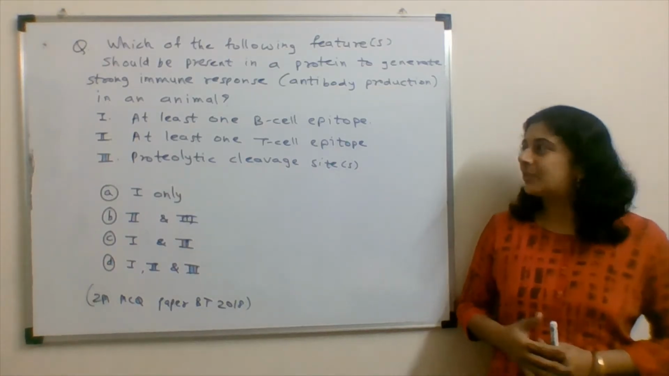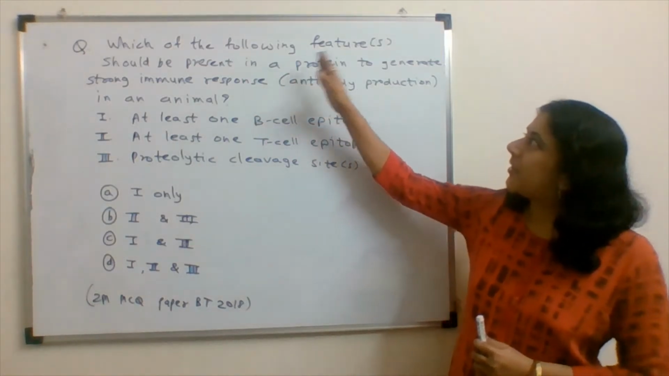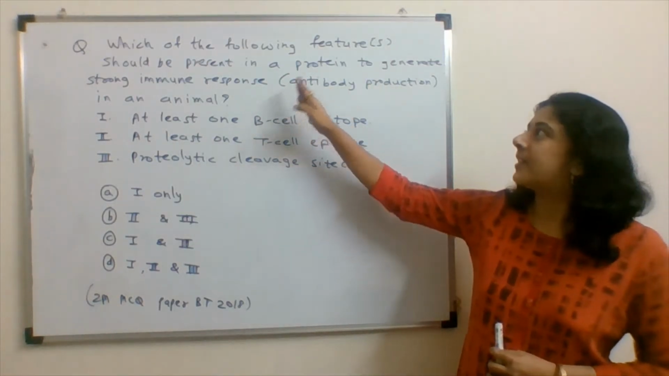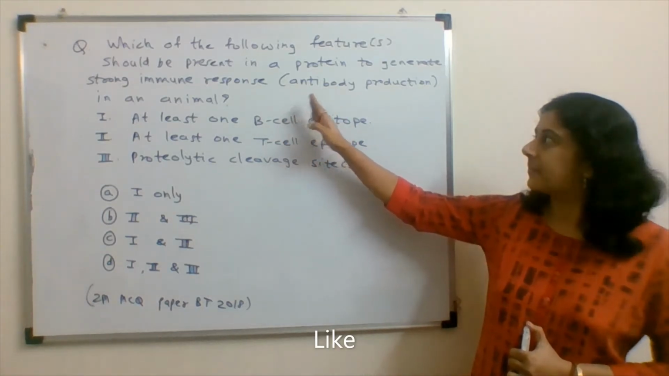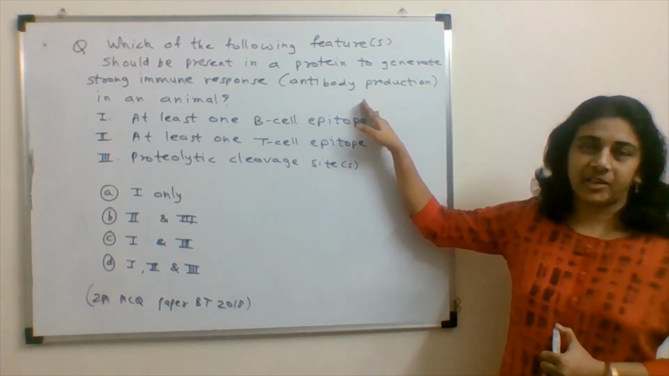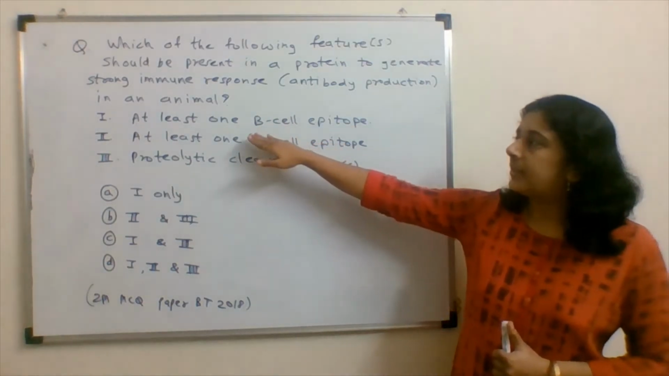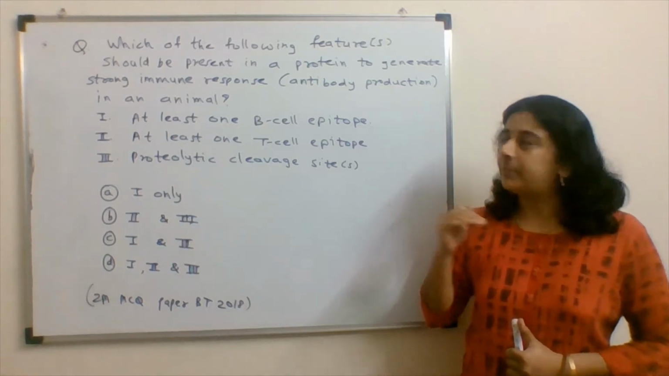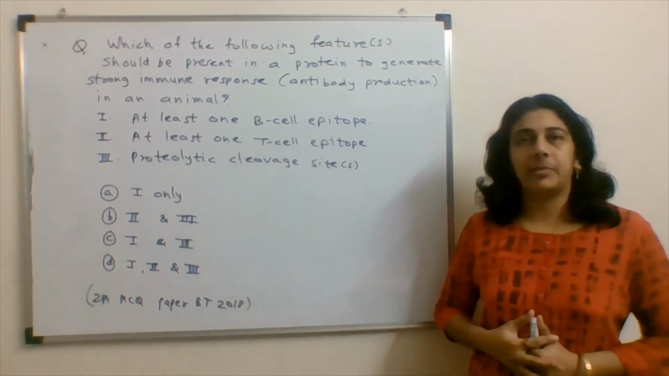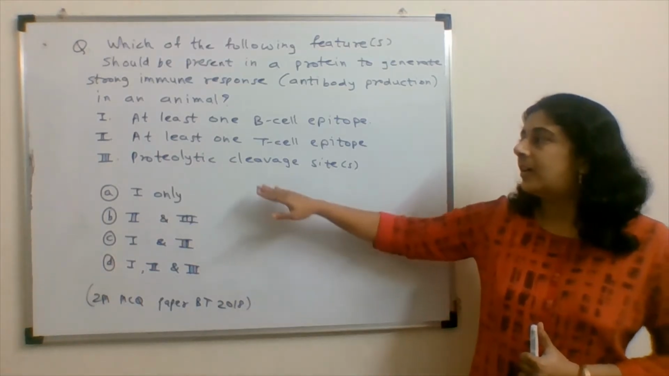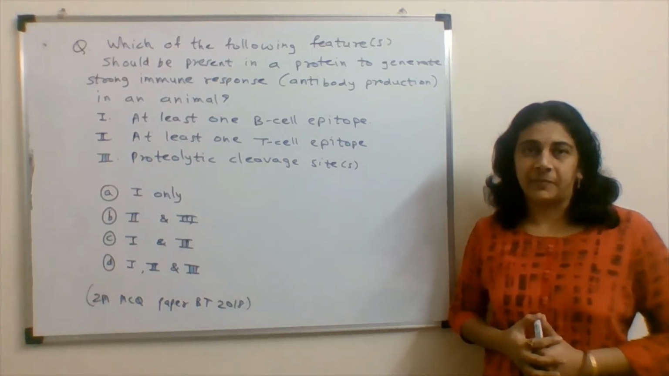So we'll have the question for today's video. Which of the following features should be present in a protein to generate strong immune response? That is antibody production in an animal. First is at least one B cell epitope must be there. At least one T cell epitope must be there. And third is proteolytic cleavage site is to be there.